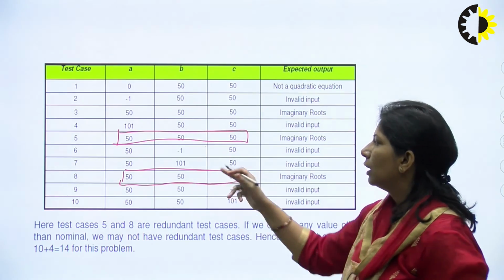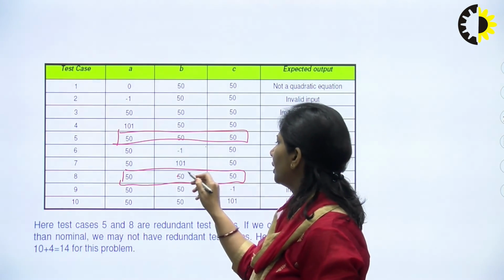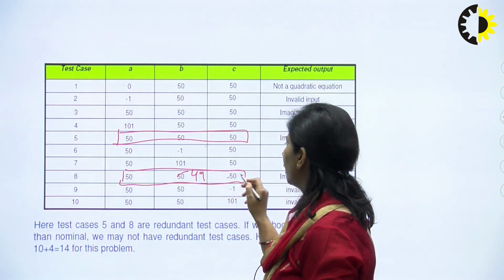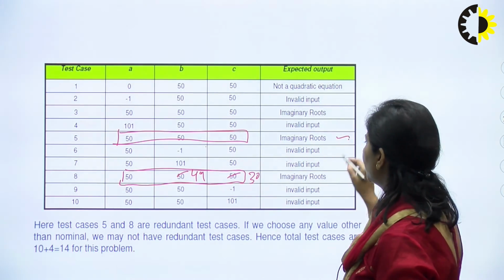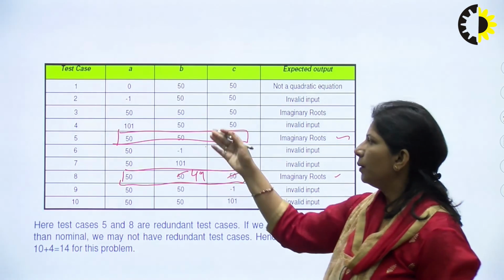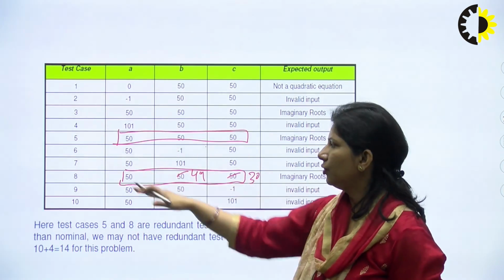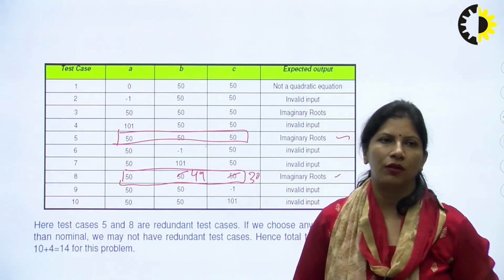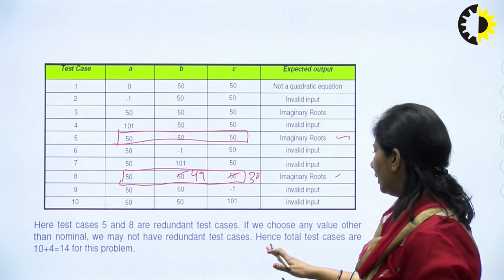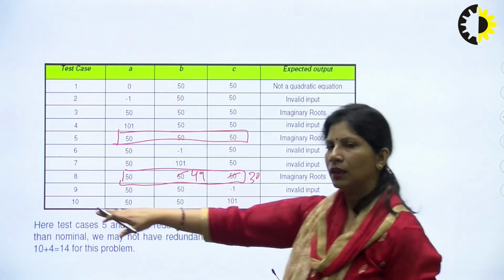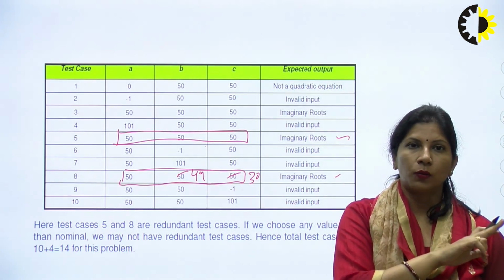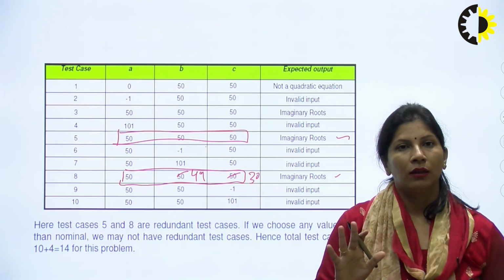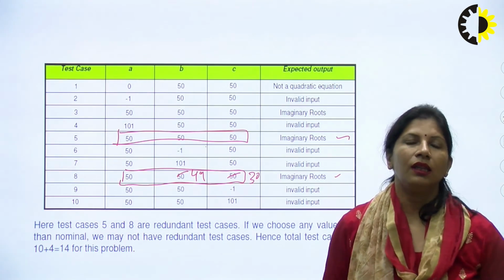Instead of 50, 50, 50, I will change the value, like 49, or I will write 30 here. Then the output will be imaginary roots. The output can change, so the redundant test case will not be there. Now finally the total test cases will be 10 plus 4 for the output domain, so we will have a total of 14 test cases in this situation.